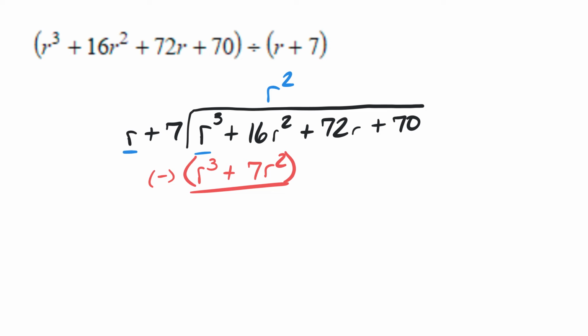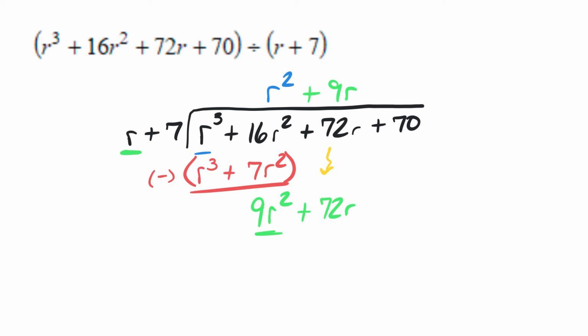Now, one thing that happens is what's supposed to happen. We are going to cancel our R to the third powers. And this is 16R squared minus 7R squared, which is 9R squared. Remember, we drop down the next expression, which is 72R. So now we want this R to become 9R squared. So what does it need? It needs a 9R.